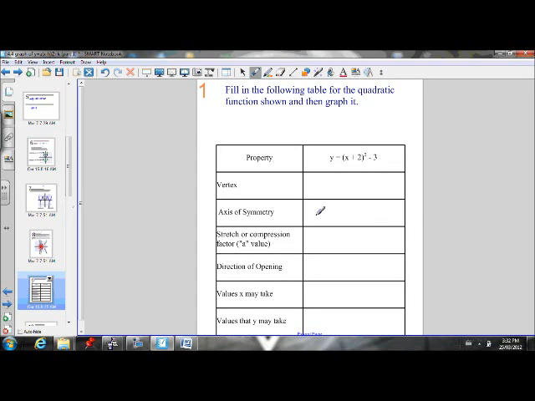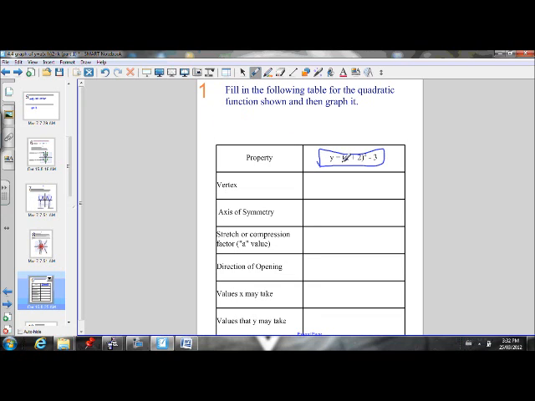Okay, here's the first example for this lesson. Fill in the following table for the quadratic function shown and then graph it. We're given the equation y equals (x plus 2) squared minus 3. If we want to be able to label the vertex, axis of symmetry and all of that, we should first get in the habit of figuring out what our a, h, and k values are.